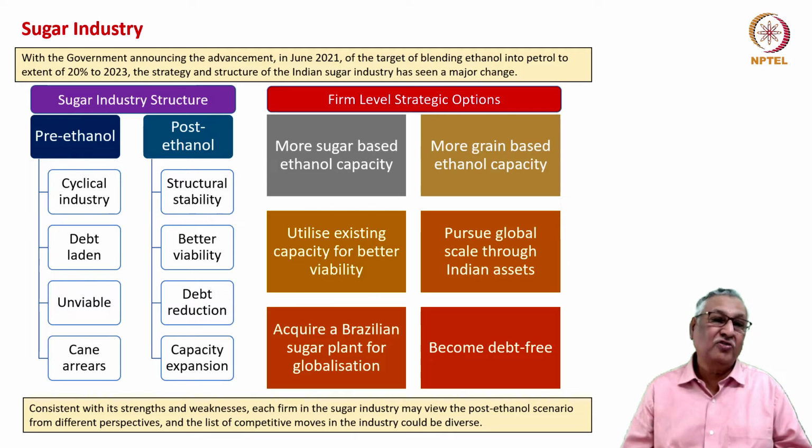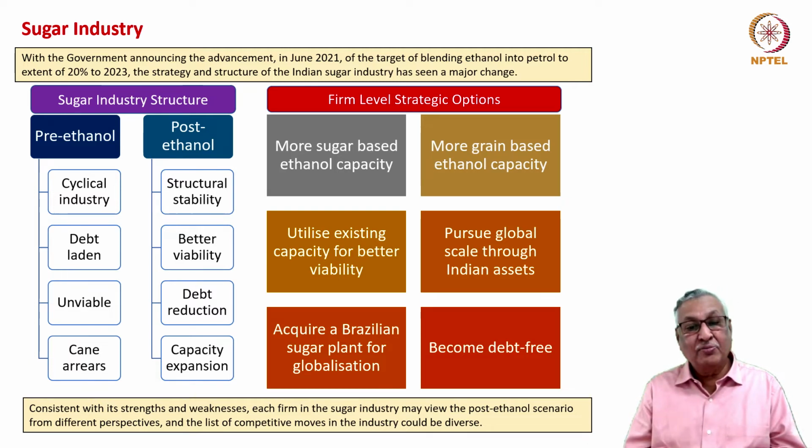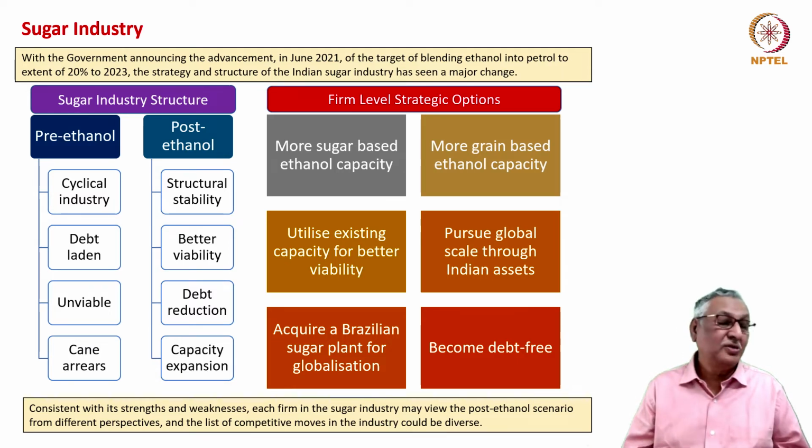Ethanol is a byproduct of producing sugar. So if you look at the sugar industry structure pre-ethanol and post-ethanol, you can see the big structural dynamics change. From being a cyclical industry, it is going to get into a structurally stable industry situation. From being highly debt-laden, it would have better viability. From an unviable situation of maybe 30 sugar mills and several others in the corporate sector fighting with each other, you will find that the debt reduction would lead to better industry stability.